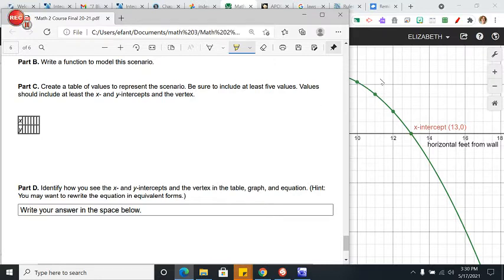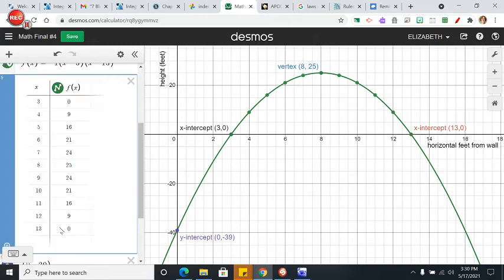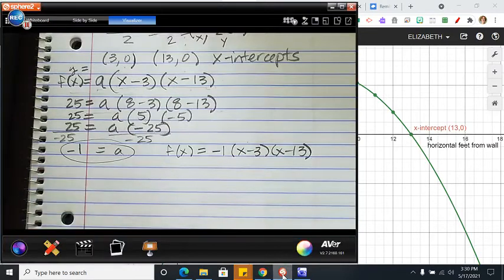Okay, so we have already addressed how we can see the x-intercepts in the graph. We have everything on the graph. We have everything except we don't have the y-intercept in the table. Let's just go ahead and put that in there. Y-intercept is 0, negative 39. Okay, now we've got everything in the table. We've got everything in the graph, but we have not said anything about the equation.